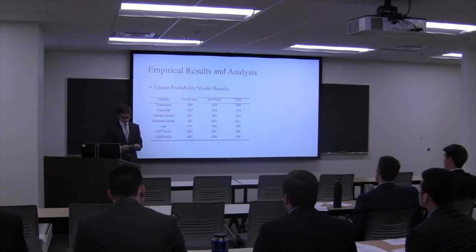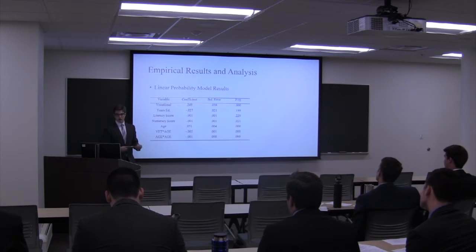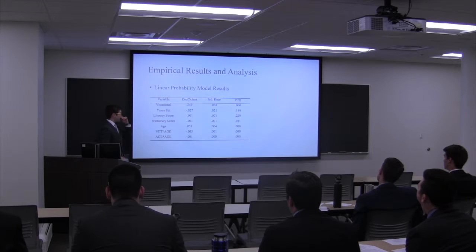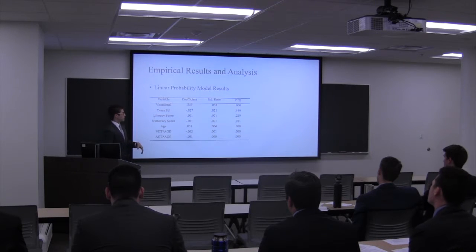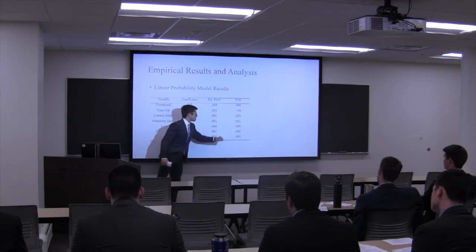All right, so the empirical results. My linear probability model, these are my results. Most importantly is my p greater than the absolute value of t. As you can see, not including the constant, all but 2 of my variables were statistically significant at the 0.05 level.